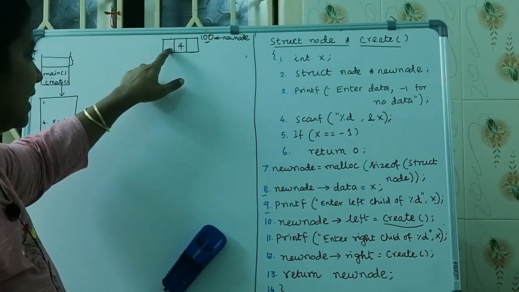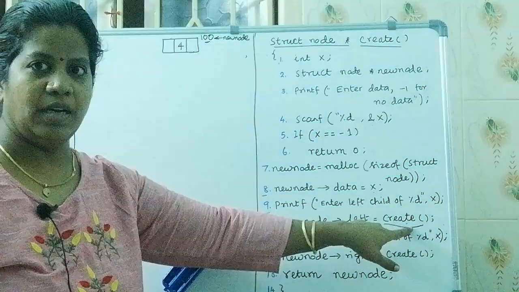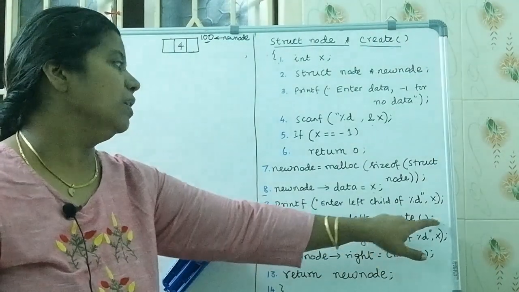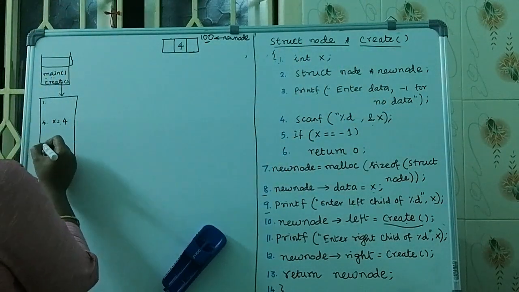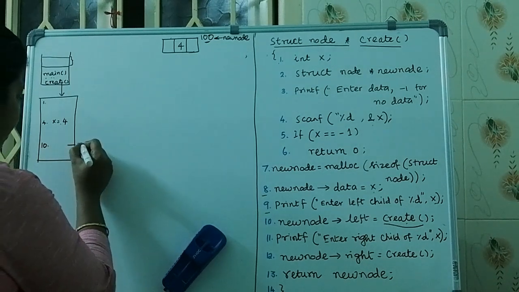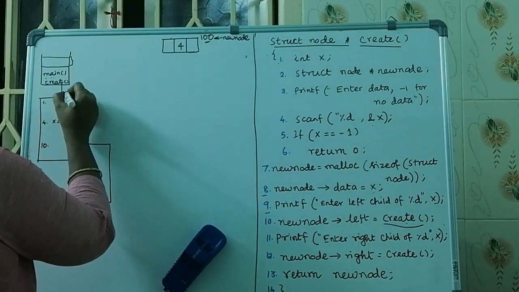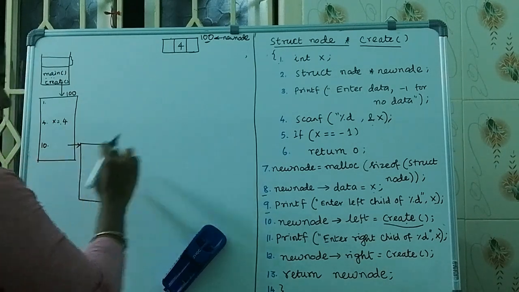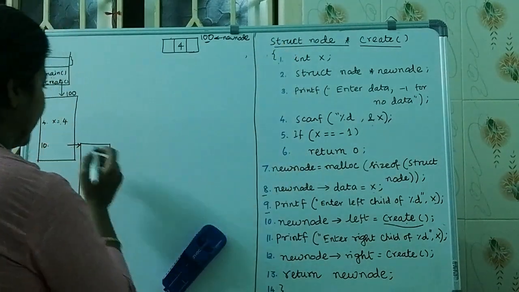If I am interested to create the left child of 4, then I have to call the create method again recursively. So note down, it will call the create function again. When I call the create method again at line number 10, it will create another stack frame. Now note down, the new node address is here 100. It is called again, so it creates another stack frame. Now it is going to execute the lines one by one.